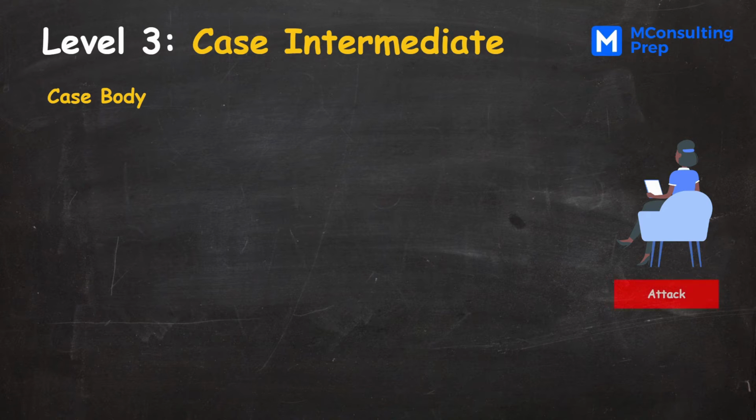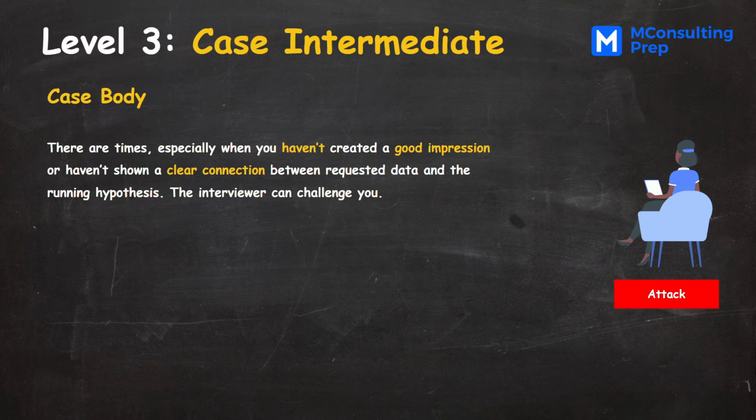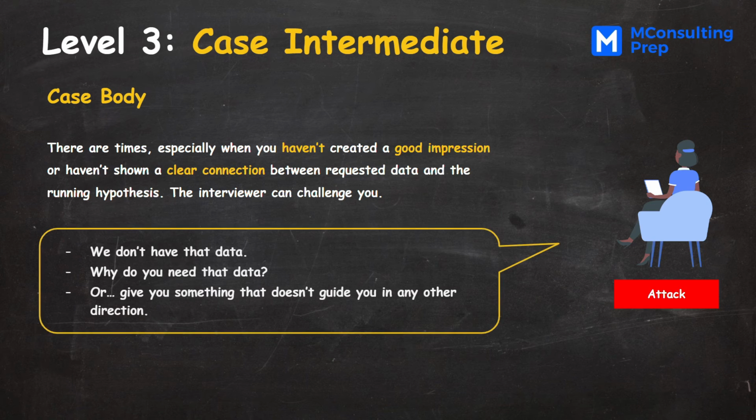Most of the time, the interviewer provides you with all the data you request. But there are times, especially when you haven't created a good impression or haven't shown a clear connection between requested data and the running hypothesis, the interviewer can challenge you with something like, "We don't have that data," or "Why do you need that data?" or give you something that doesn't guide you in any other direction. I will show you tips to avoid this situation, but this is a more advanced thing. Later in this video, keep watching.